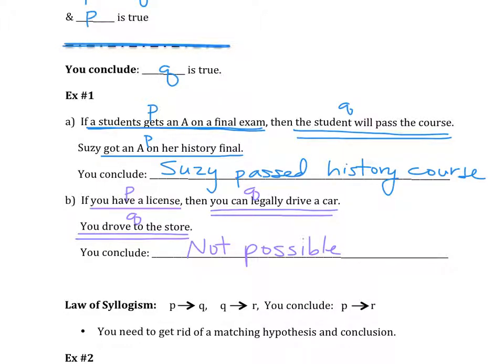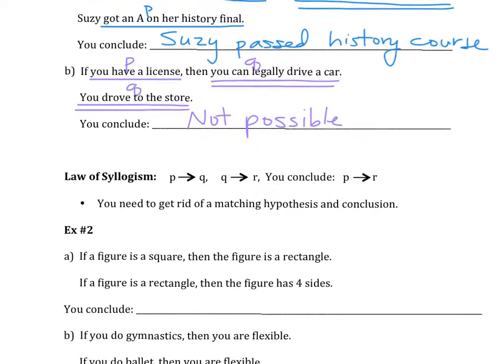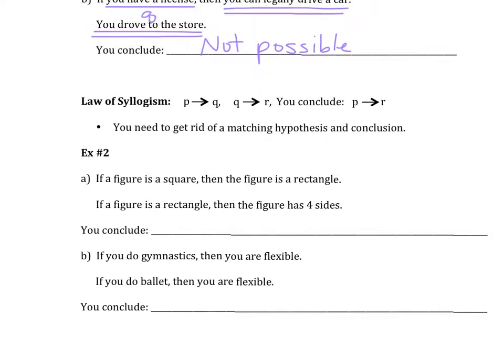The statement that you start with is a true statement. Your next statement is true for the hypothesis, then your conclusion will be true, okay? So if P then Q, P is true, you conclude Q is true.